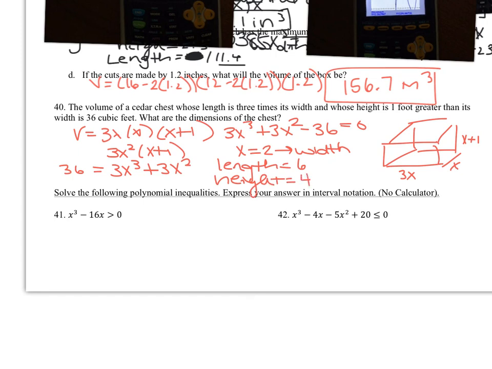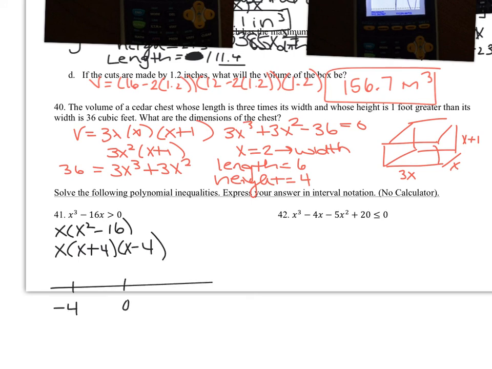If I look at these last problems, I'm just going to go ahead and solve these polynomial inequalities. So I have to factor. So I'm going to take out an x. I'm left with x squared minus 16. I now have x plus 4 and x minus 4. So all of my solutions on my number line are -4, 0, and 4.